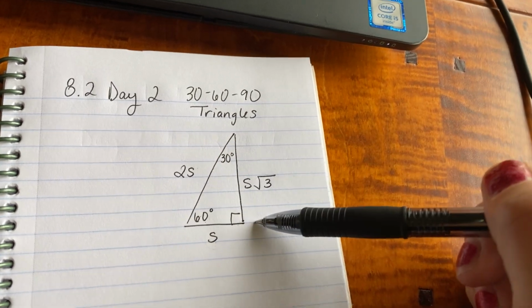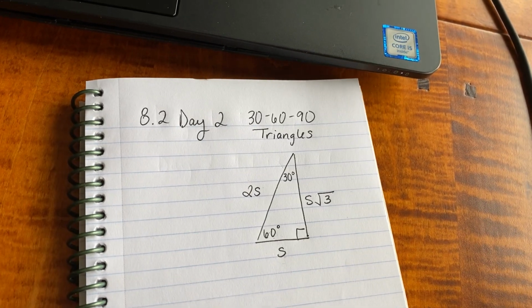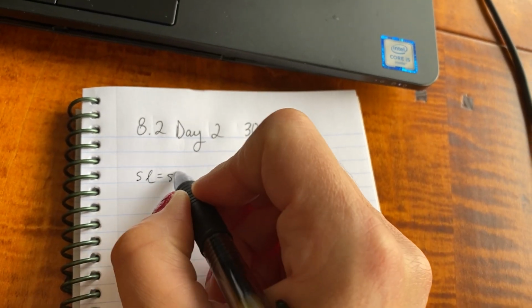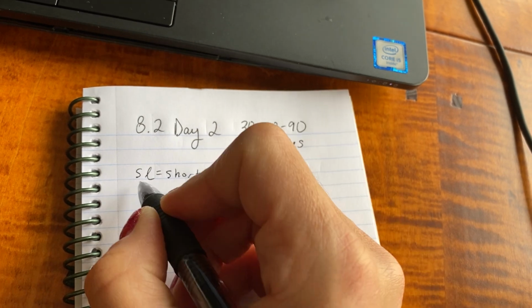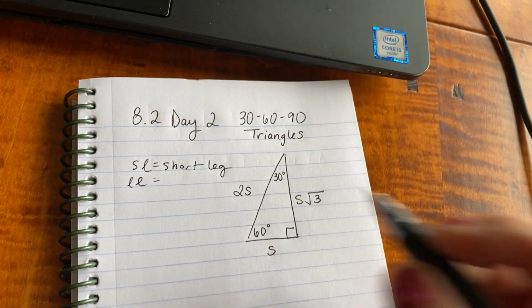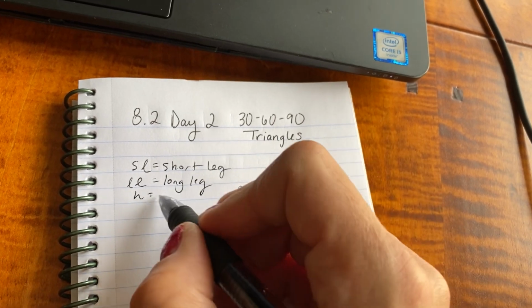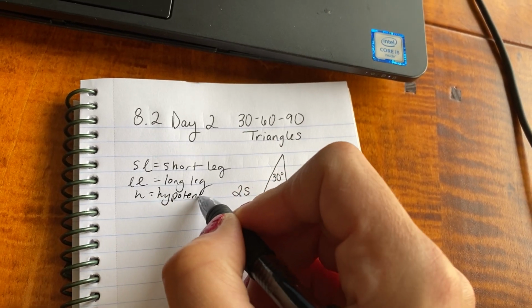I'm going to use my own symbols for this. I'm going to use SL for short leg. I'm going to use LL to represent long leg. And then, of course, the H will represent our hypotenuse.